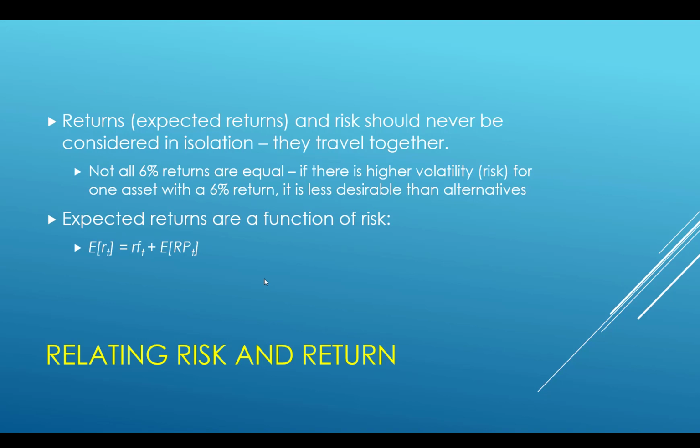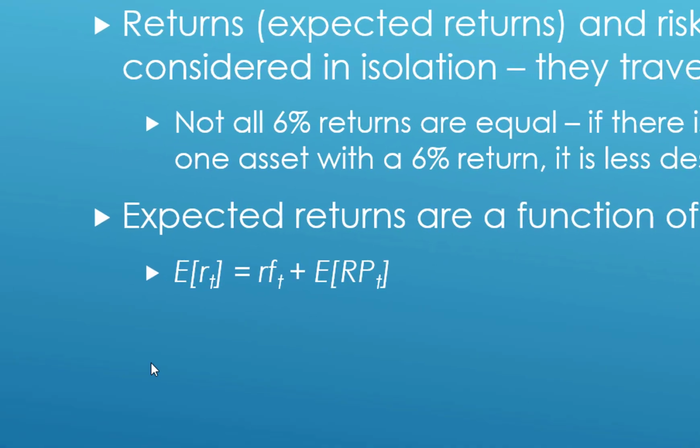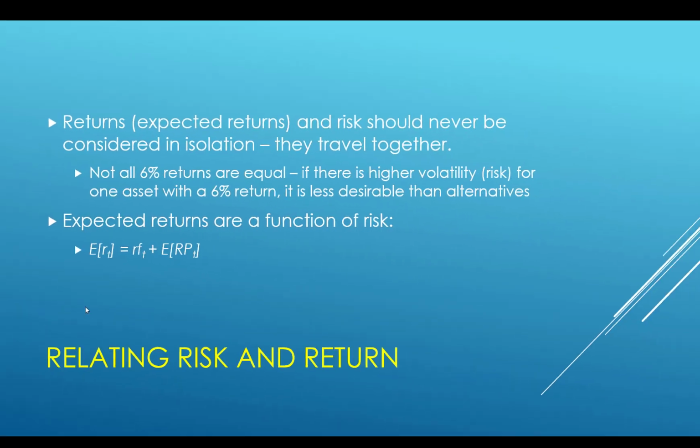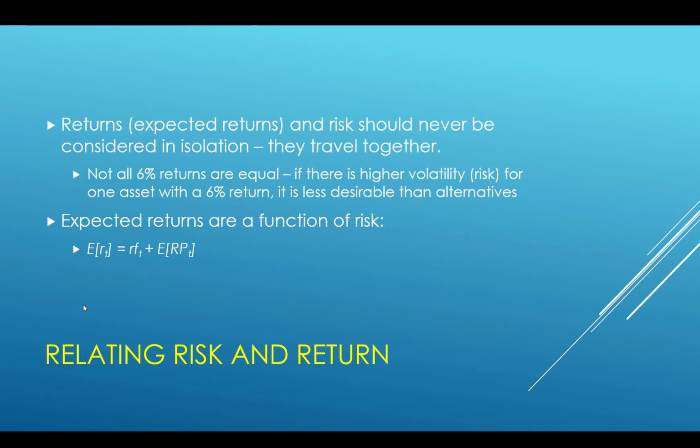And then we could look at expected returns as being a function of risk, and this is a very common way of expressing expected returns, where we have the expected return at time t is equal to the risk-free rate, that's the RF, at time t, plus an expected risk premium. So the risk premium goes up as you add more risk to an investment. This is just a very explicit way of saying the more risk, the higher the expected return should be. If risk goes up, the risk premium will go up, and so your expected return will go up.